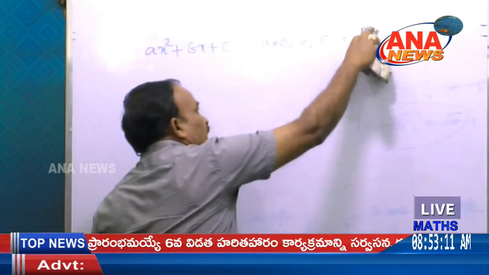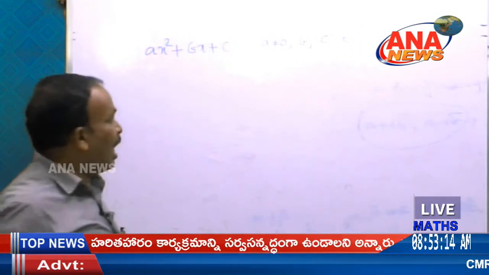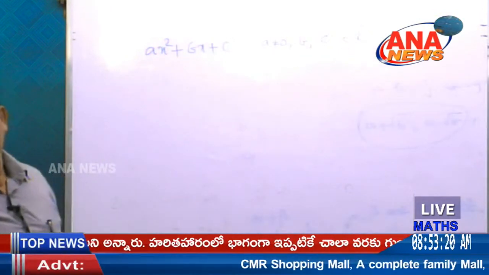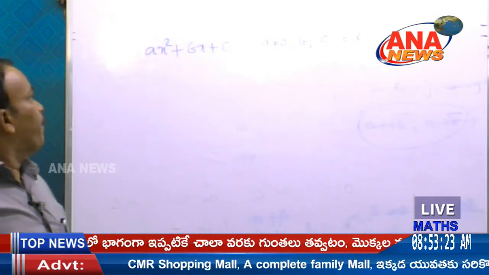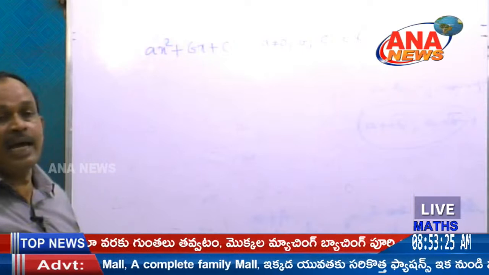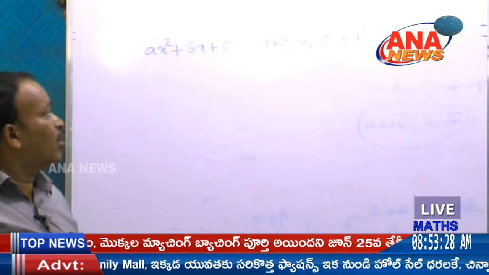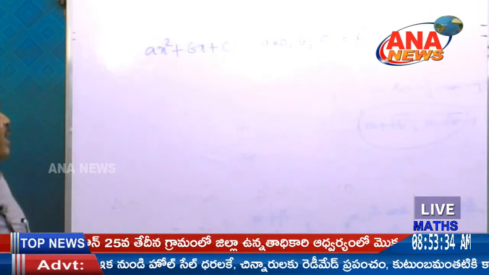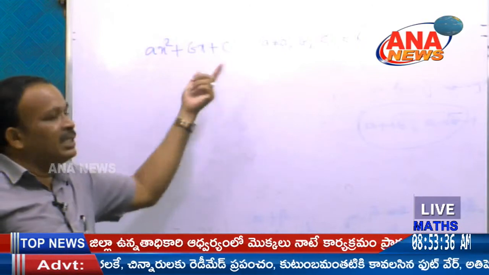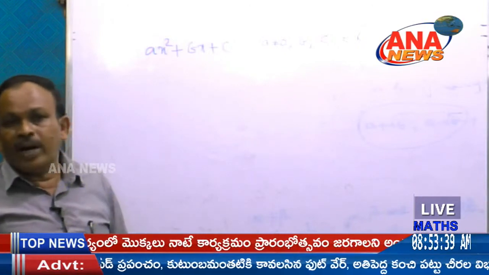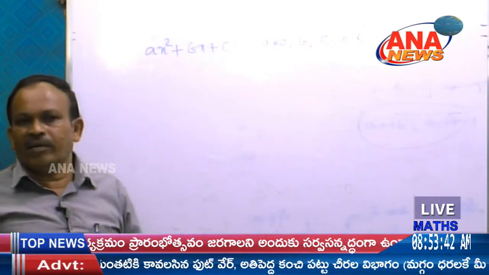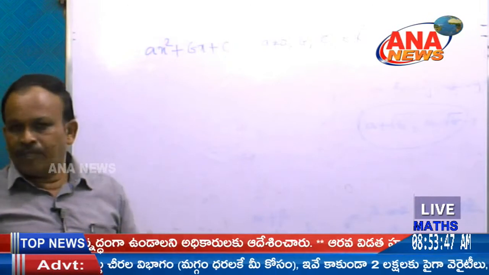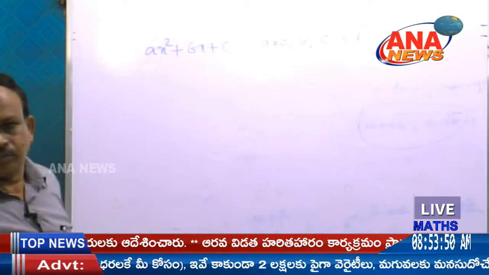Okay, now for real, where a is not equal to 0, and b, c are real values. Ax square plus bx plus c is an expression. Expression means that depending on the x value, it gives infinite values. Of course, this one represents a parabola.